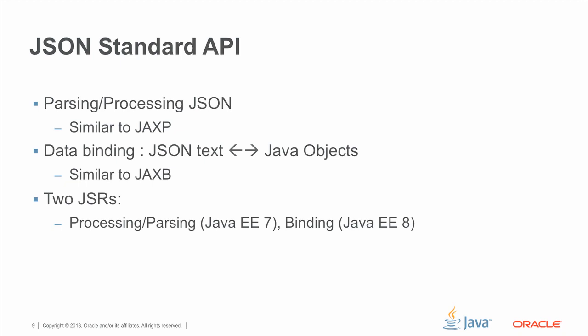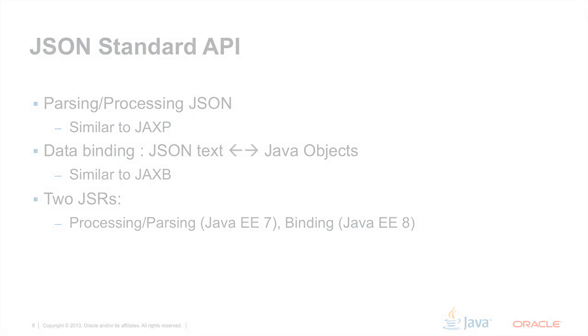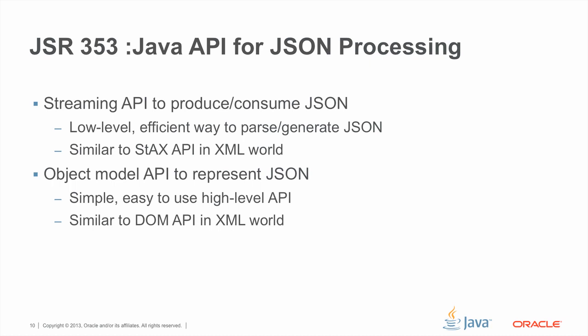Similar to what JAX-P has done for parsing and processing, we are proposing one JSR for processing and parsing of JSON, and another JSR for binding. Binding is primarily binding Java objects to JSON and vice versa. This is much similar to JAXB. This is being scheduled for Java EE 8. So the first JSR is the Java API for JSON processing. Here we are proposing two APIs. One is the streaming API and the other is the object model API.